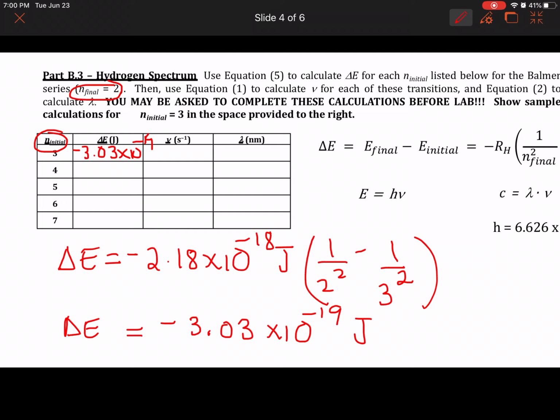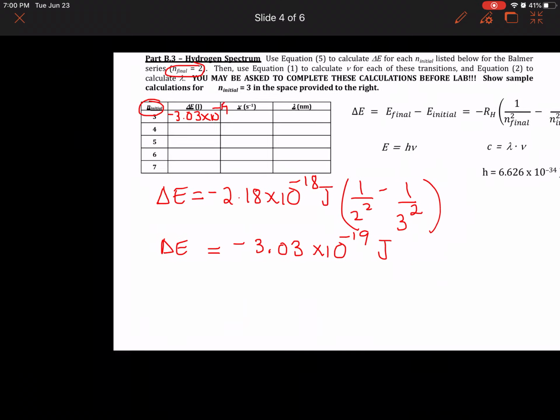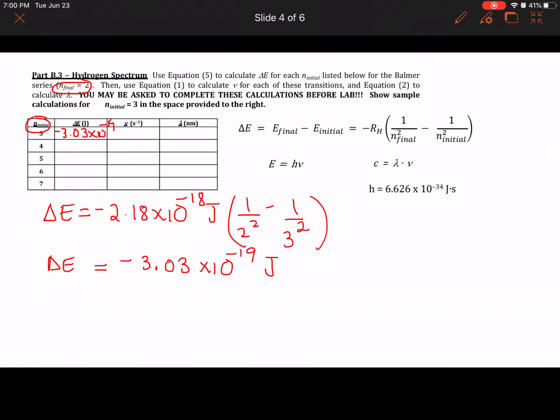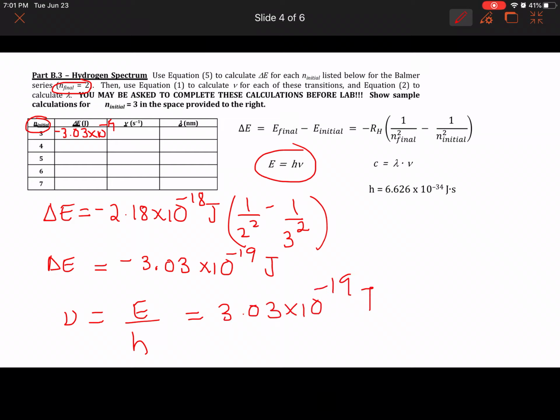Okay, and then you use this delta E value to calculate your frequency. When you calculate the frequency, you can use the absolute value for the delta E. So how do you calculate the frequency? We can use this equation, E equals h nu. So the frequency is going to be E over h. E we found, 3.03 into 10 to the negative 19 joules, and h is your Planck constant, 6.626 into 10 to the negative 34 joule seconds.